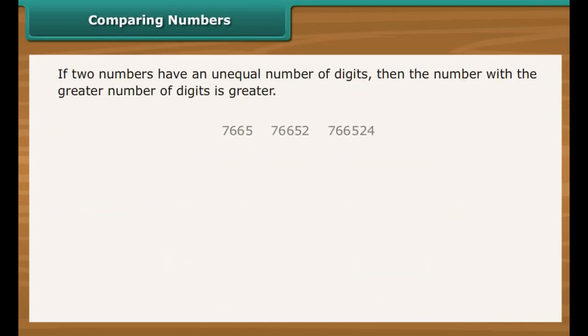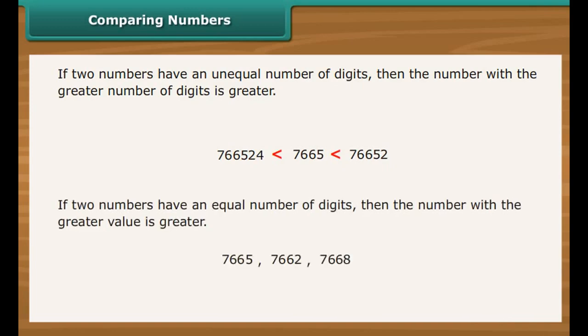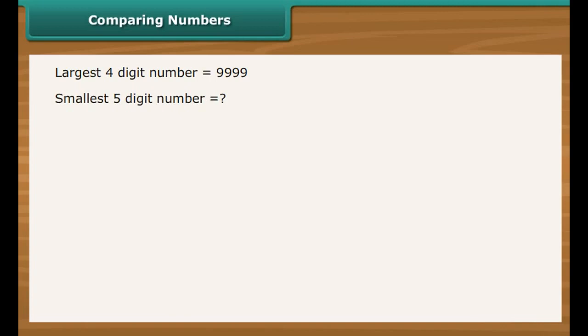If 2 numbers have an unequal number of digits, then the number with a greater number of digits is greater. If 2 numbers have an equal number of digits, then we need to compare numbers at each position. The largest 4-digit number is 9,999. What should be added to this number to make the smallest 5-digit number?